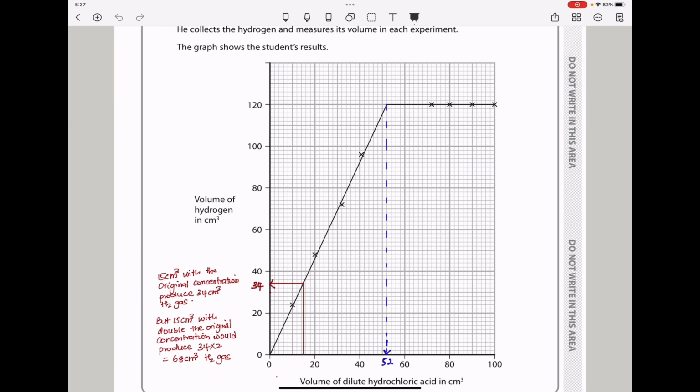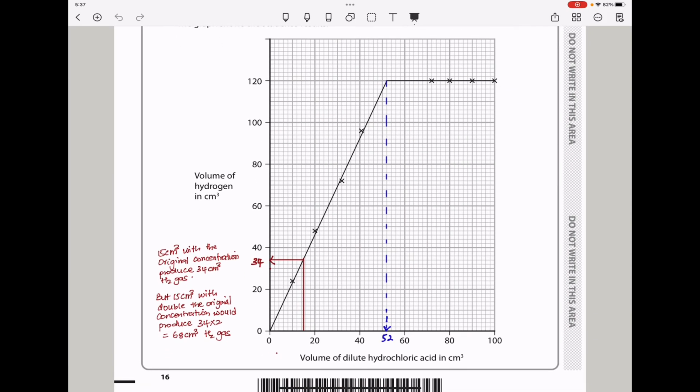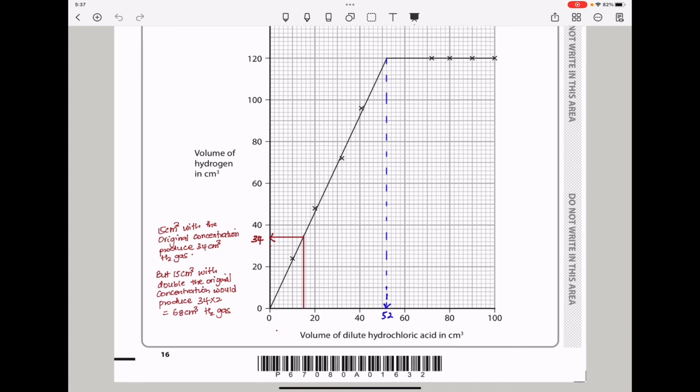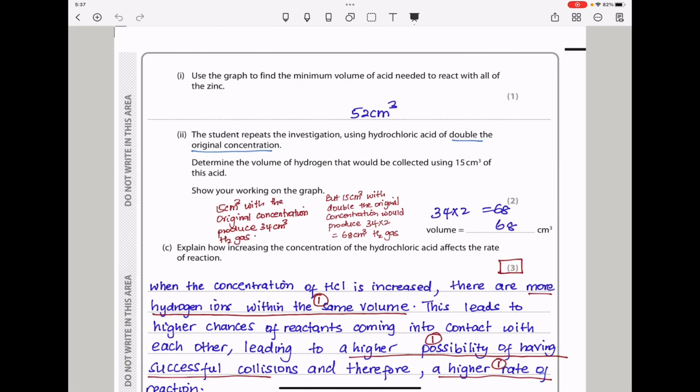So let's see. On the vertical axis, we have the volume of hydrogen in centimeters cubed, and on the horizontal axis, we have the volume of hydrochloric acid in centimeters cubed. Now we can see as the volume of hydrochloric acid increases, there is more hydrogen produced until a specific point. After that, no matter how much we increase the volume of hydrochloric acid, we still obtain the same volume of hydrogen. So let's continue on to the questions.